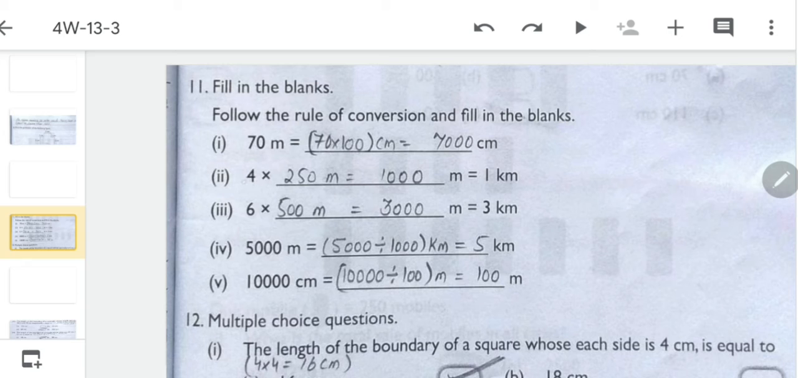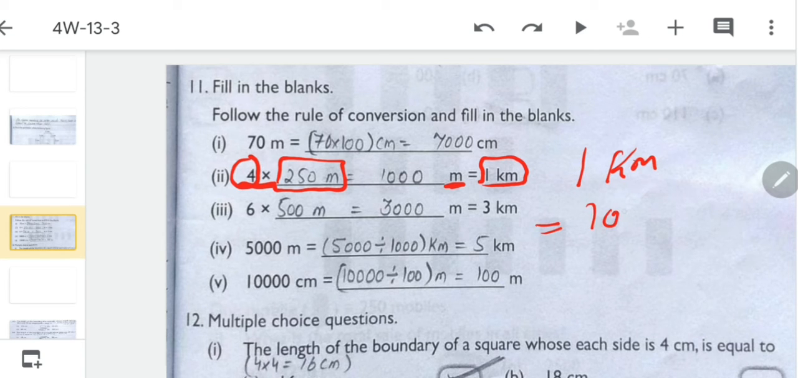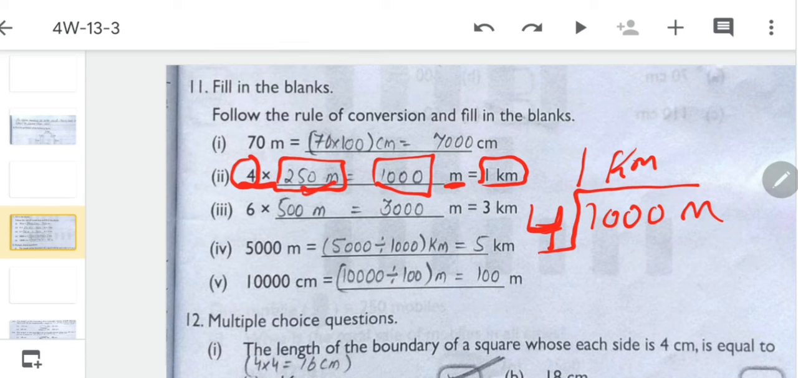Now next is 4. We have to multiply 4 by which number to make it equal to 1 kilometer. So that means first we have to find that number for meter. So we all know that 1 kilometer equals 1000 meter. So that means here we want 1000. So let's divide 1000 by 4 to get this blank answer.